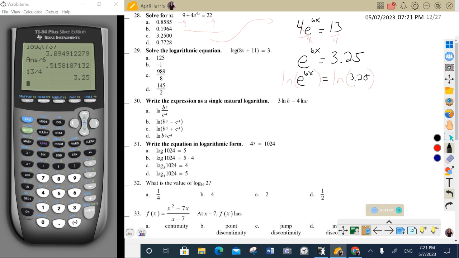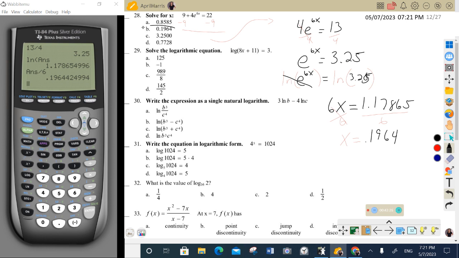So log base e cancels. I'm left with 6x as a normal script. That's a 5. That's horrible. I'm going to do natural log of 3.25, which was my previous answer. And I got 1.17865 blah, blah, blah stuff. I'm going to divide that by 6. And I get 0.1964. Hey, that's answer B.